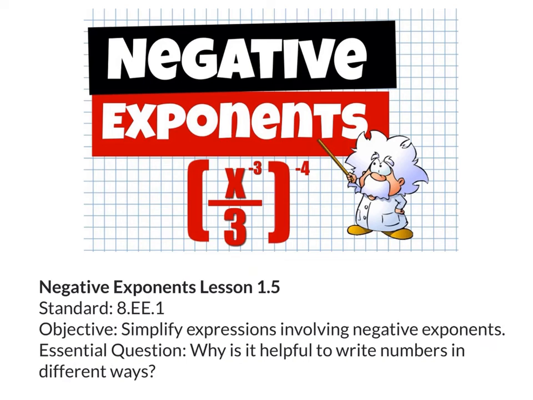Negative exponents, Lesson 1.5. Standard is 8.EE.1. The objective is to simplify expressions involving negative exponents. The essential question is, why is it helpful to write numbers in different ways?